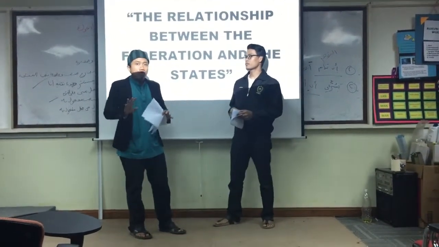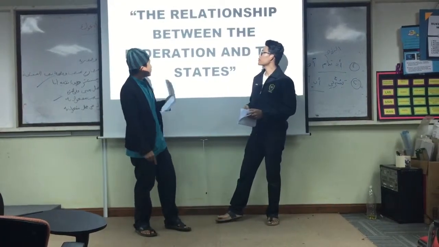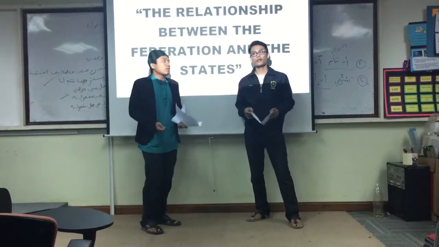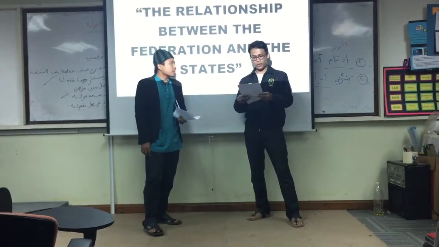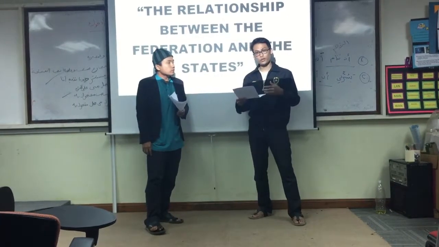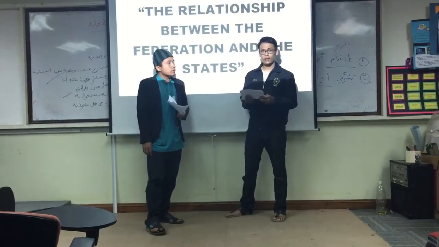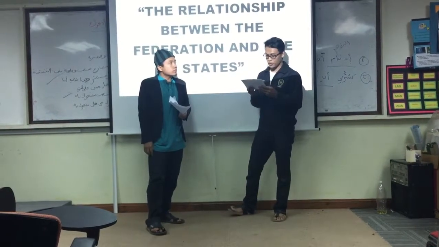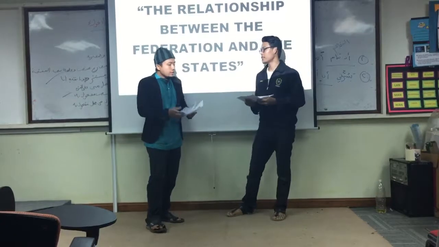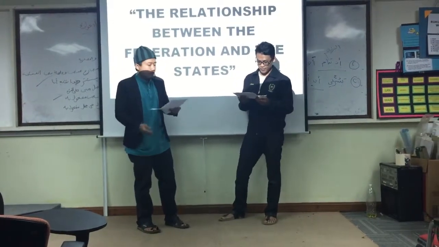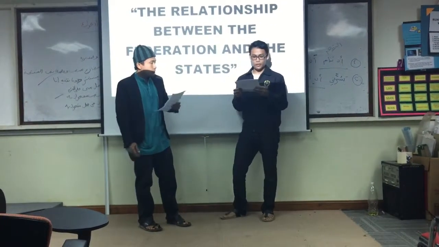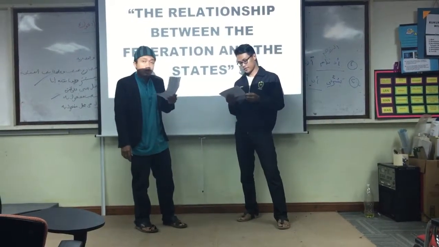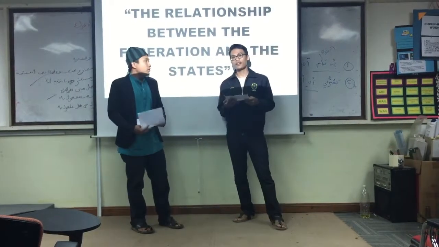So there are four relationships between the federation and the state. There are many actually, but we talk only about four. The first is distribution of legislative power, the second is inconsistency between federal and state laws, the third is distribution of executive powers, and the last is obligation of state towards the federation. And that's all from us.